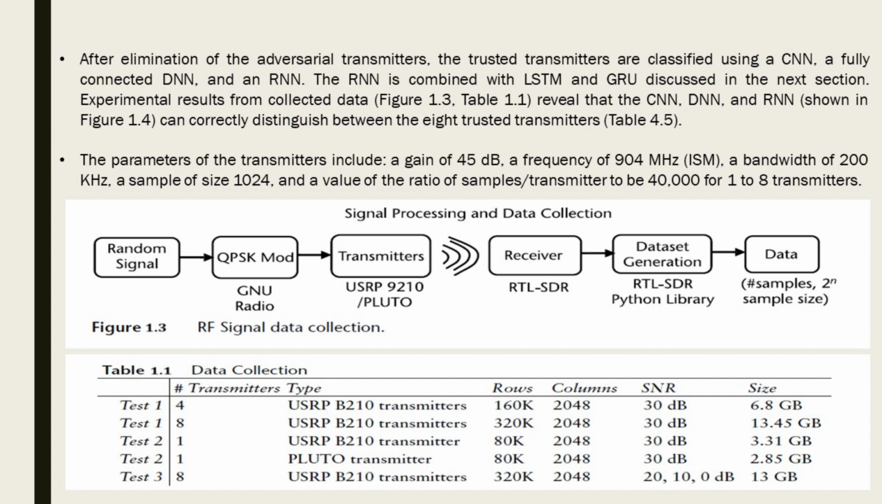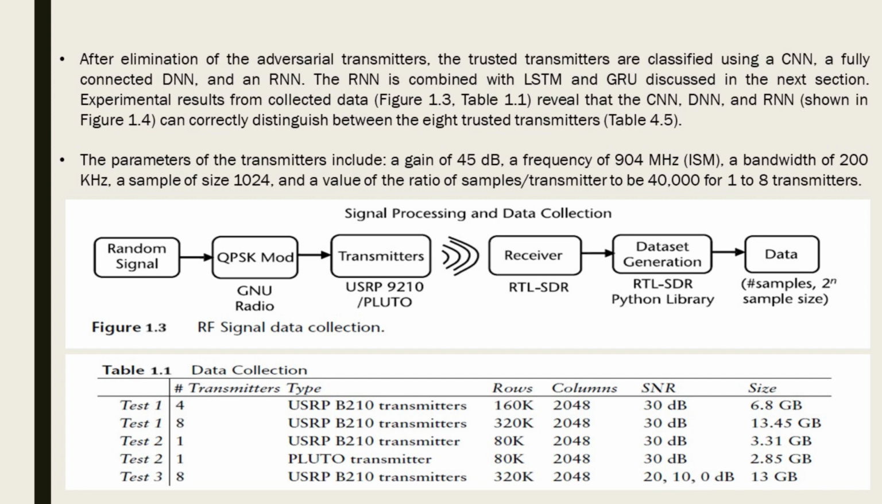On the receiving end, we use an RTL SDR, a low-cost SDR, to capture the transmitted signal. This received signal is then processed using the RTL SDR Python library. The dataset generated through this process is crucial, as it forms the basis for training deep learning models. Now, let's look at the specific parameters used in this setup.